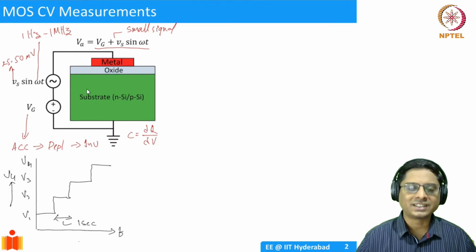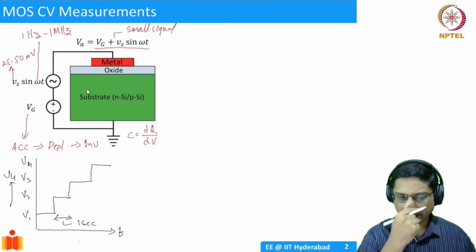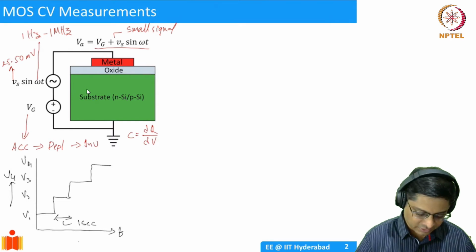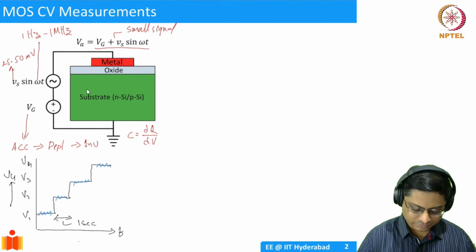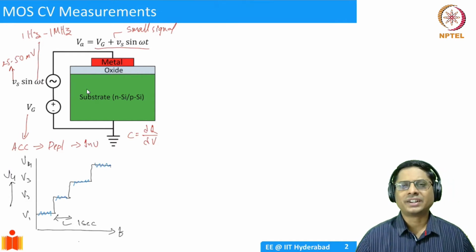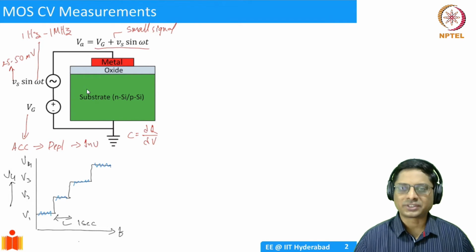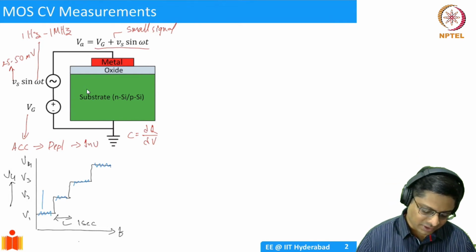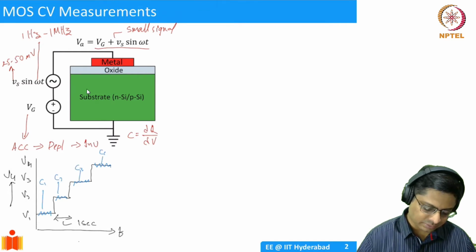As I step my voltage, in addition to the DC, I have a small AC signal riding on this. So I'll use an LCR meter, which is standard equipment to measure capacitance. I'll measure C1 here, C2 here, C3 here, and C4 here.